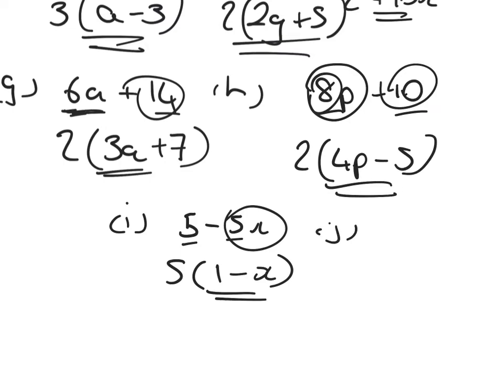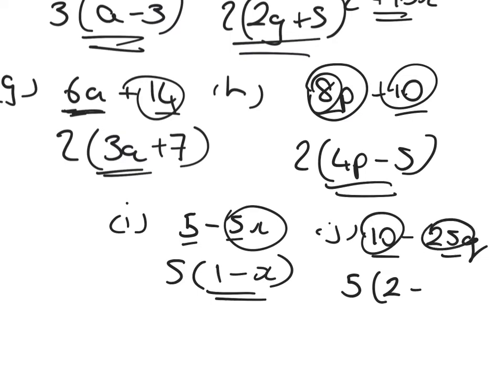Finally, question J. Now let's go 10 minus 25q. Well, from 10 and 25, factors of 10 are 1, 2, 5 and 10. Factors of 25 are 1, 5 and 25. Highest common factor of 5. 5 times what gives me 10, that's 2. Minus in the middle. 5 times what gives me 25q, so that will be 5q. Final answer, 5 bracket 2 minus 5q.